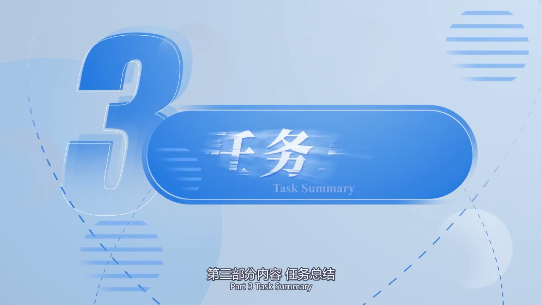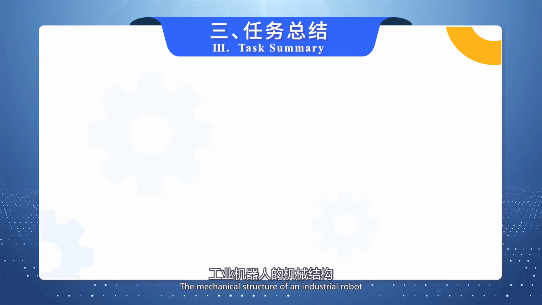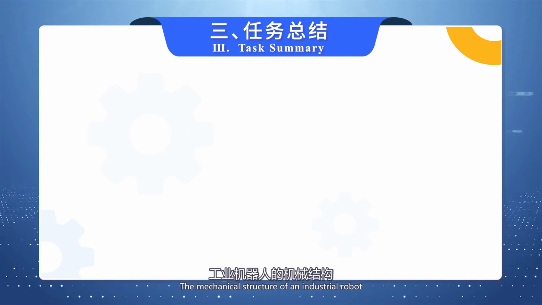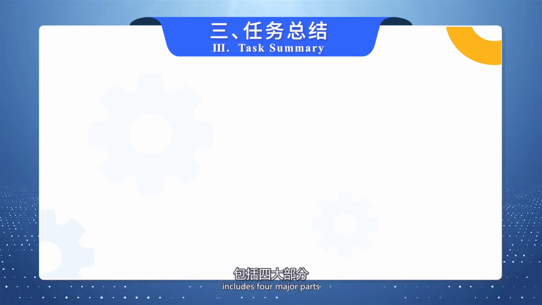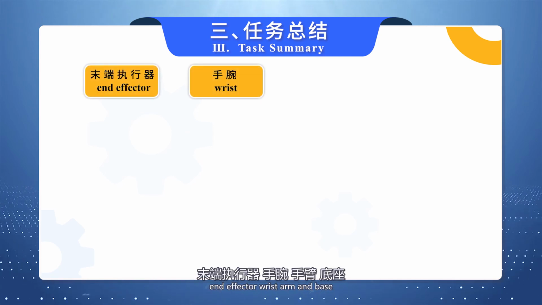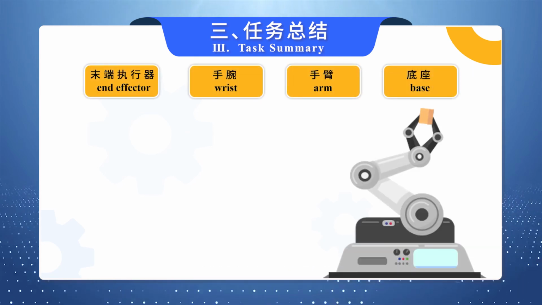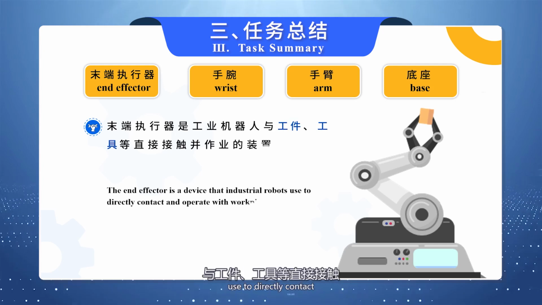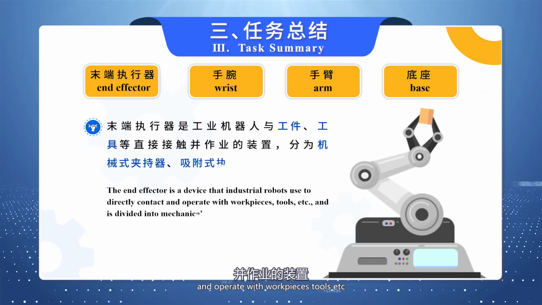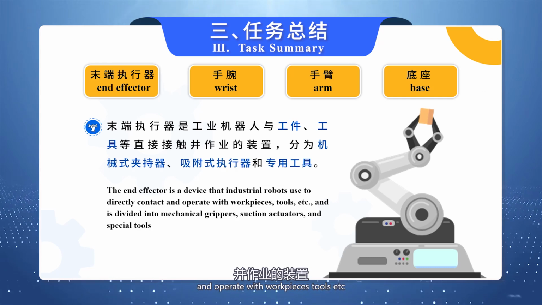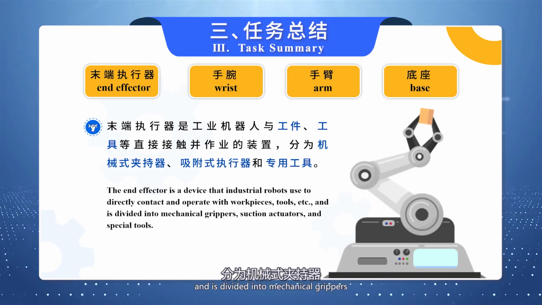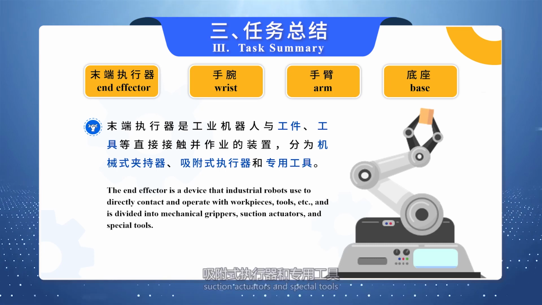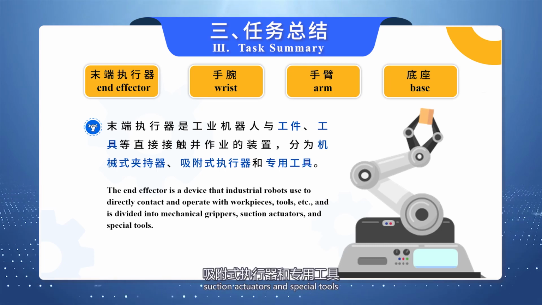Part 3. Task Summary. The mechanical structure of an industrial robot includes 4 major parts: end effector, wrist, arm, and base. The end effector is a device that industrial robots use to directly contact and operate with workpieces, tools, etc., and is divided into mechanical grippers, suction actuators, and special tools.